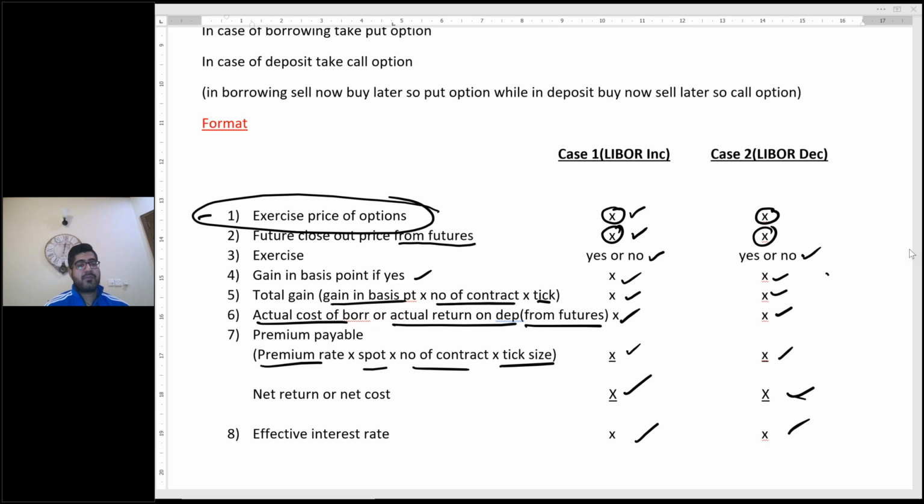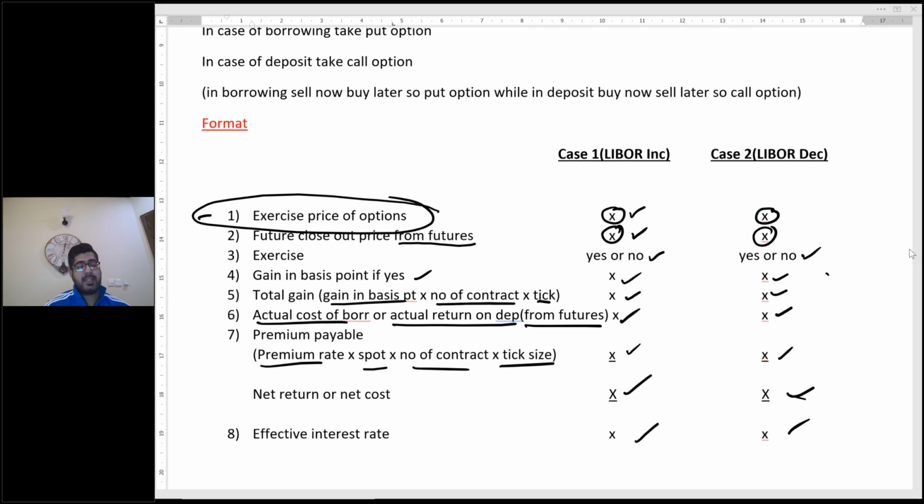The common techniques are FRAs, futures, options. FRA 4-6 means start in 4 months, last for 2 months. First number is the starting period and the gap is the lasting period. Second technique, that is format of FRA is its actual cost of borrowing or return on deposit, and then gain or loss due to FRA can be added, can be deducted.